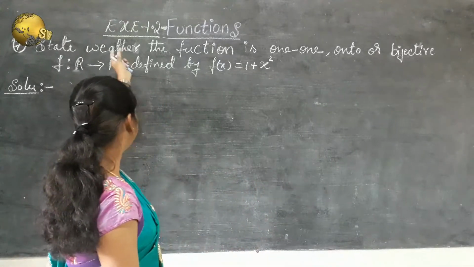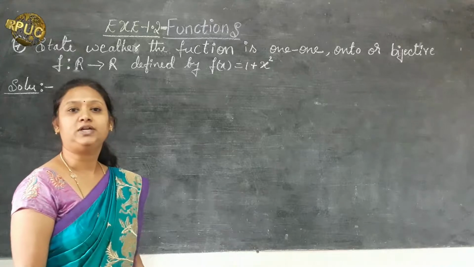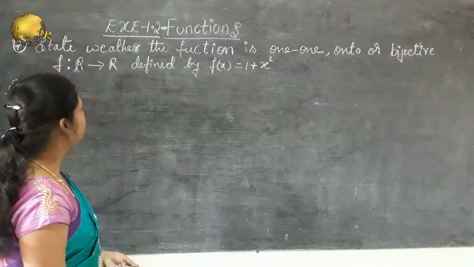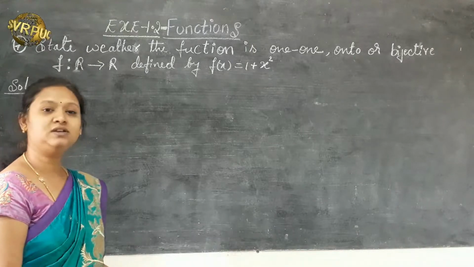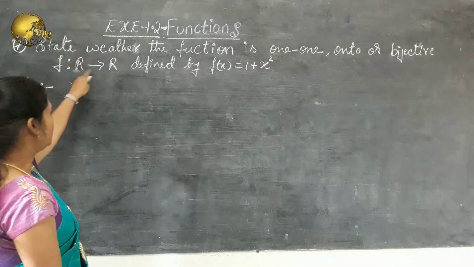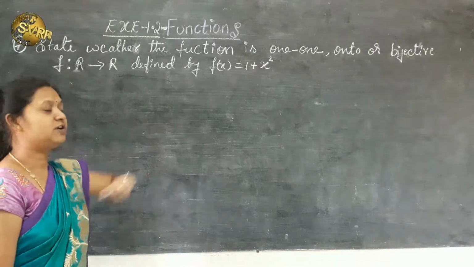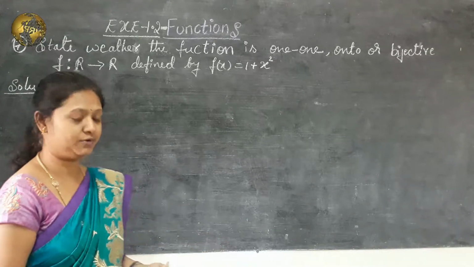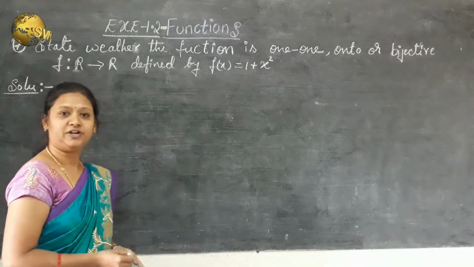So with the same exercise 1.2, one more problem I have written here. State whether the function is one-one, onto or bijective. The function is defined from R to R, defined as f of x is equal to 1 plus x square. The procedure will remain the same as we have done in the last video.